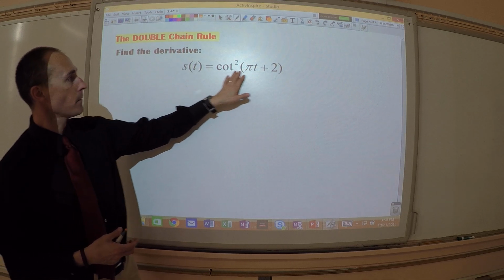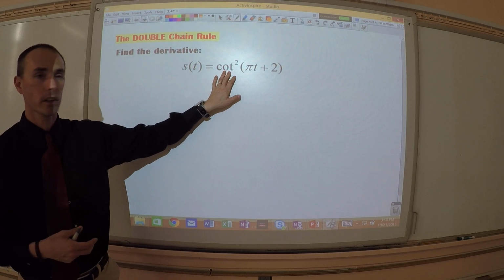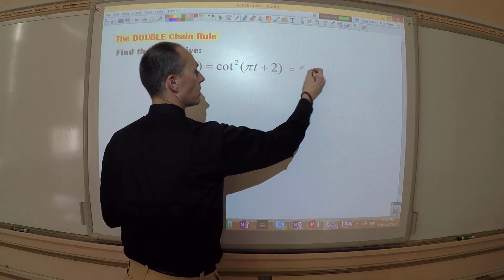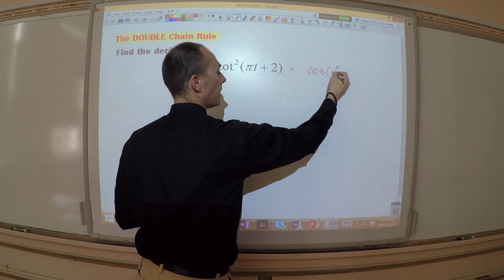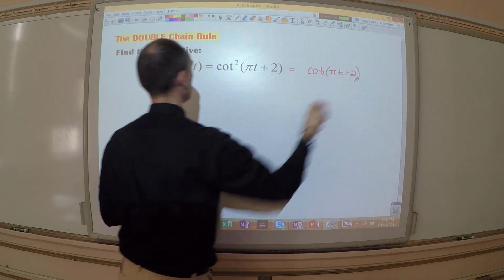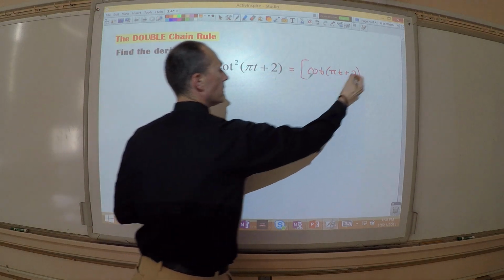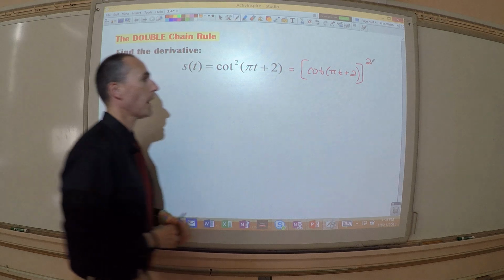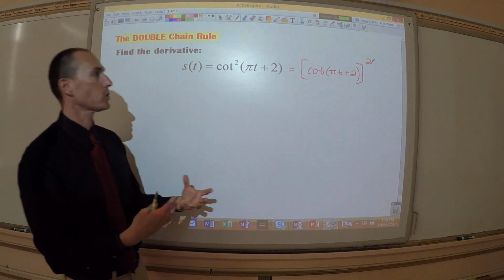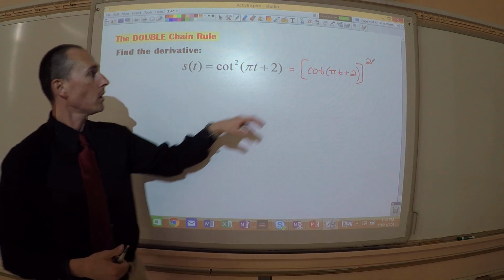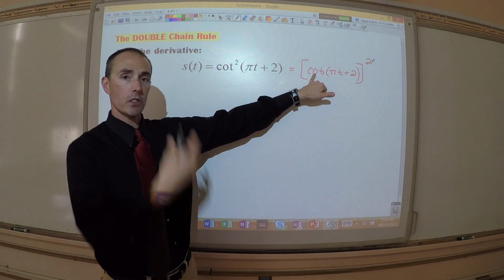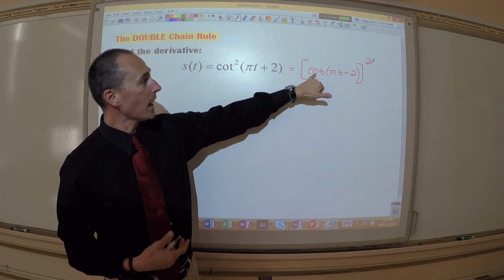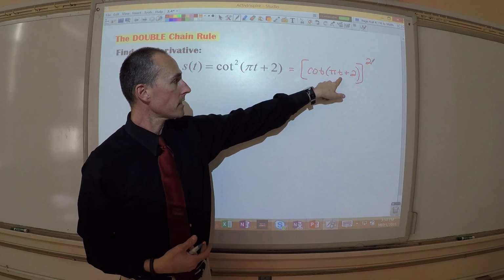First off, again, I'm not going to keep this way. I want to write this differently. So we're going to write this as cotangent of pi t plus 2, all raised to the 2nd power. Why is this going to be double chain rule, and how can I spot this? Well, I have the cotangent very similar to the last problem, so we know that that's the outside function, but then this is the inside function.